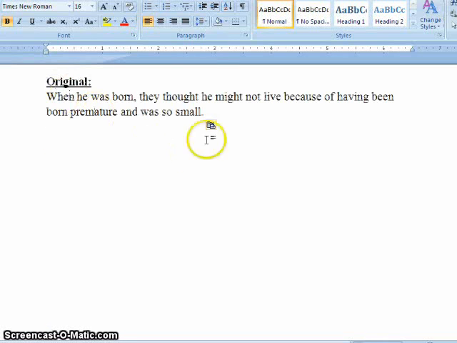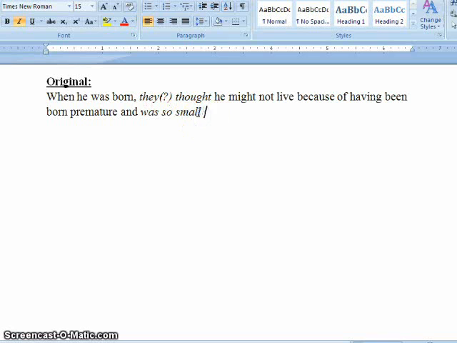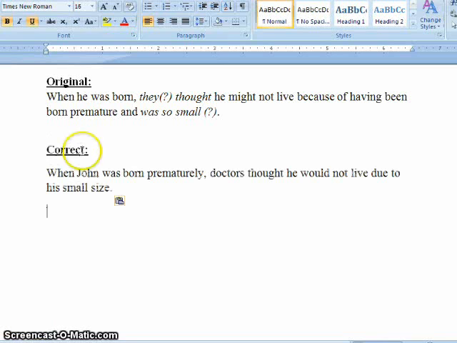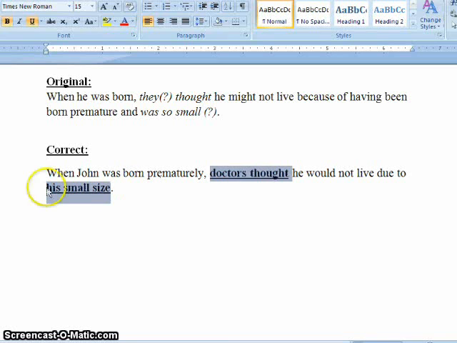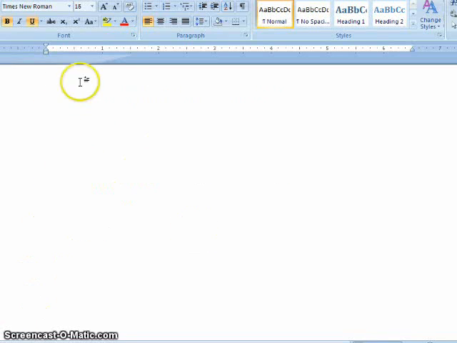Here's the third faulty sentence. When he was born, they thought he might not live because of having been born premature and was so small. In this sentence, we have no idea who they is. Not only that, but the last part, and was so small, could apply basically to any part of this sentence. We need to identify who was so small and who they is. When John was born prematurely, doctors thought he would not live due to his small size. This sentence identifies who was born prematurely and who thought he would not live. This sentence sounds a lot better than the first one.